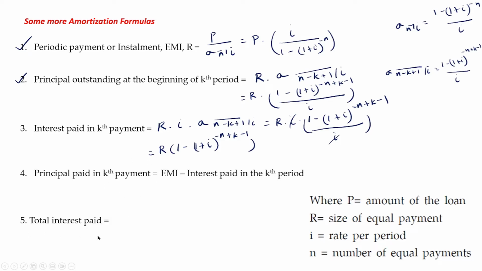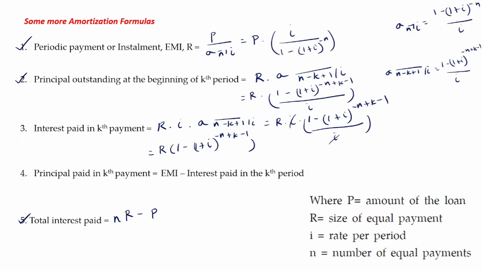And next we have the total interest paid. Again this formula we have seen in the previous video itself. It is nothing but N into R minus P. R is the size of each payment or the size of each EMI. If we take N into R, it will give the total payment that a person makes for a particular loan. It will consist of both the interest and the principal. If we reduce the principal from this value, we will get the total interest paid.